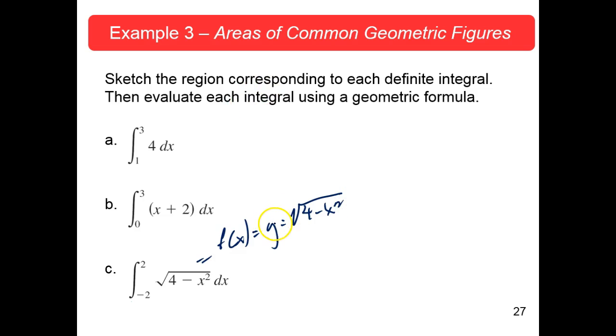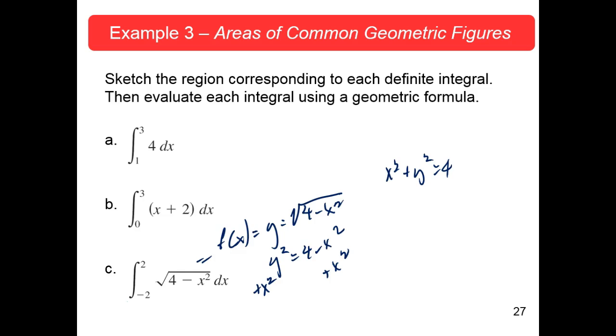Square both sides. y squared is equal to 4 minus x squared, right? Add x squared to both sides. And you get x squared plus y squared is equal to 4. Any idea what that is? Anybody? x squared plus y squared equals 4? A circle of radius? No, 2. x squared plus y squared equals r squared. So the square root of 4 is 2. So that's the circle of radius 2.